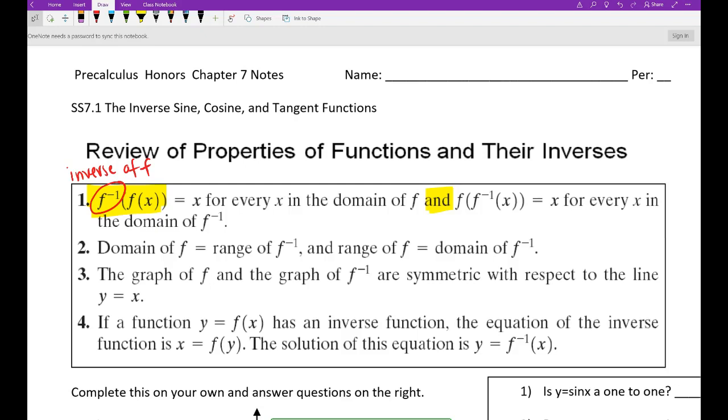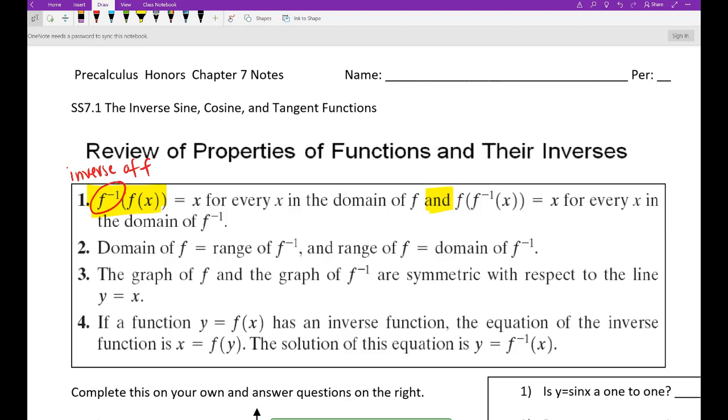3, the graph of F and the graph of its inverse are symmetrical with respect to the line y equals x. What is that line, by the way? Horizontal? Up and down? Diagonal? Diagonal, okay? So if I were to fold on that line, they need to line up perfectly, okay?